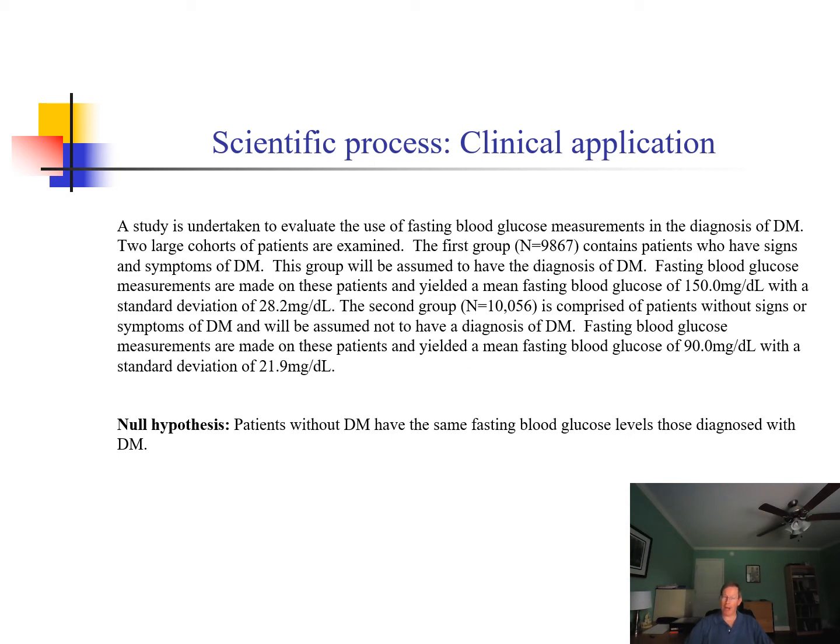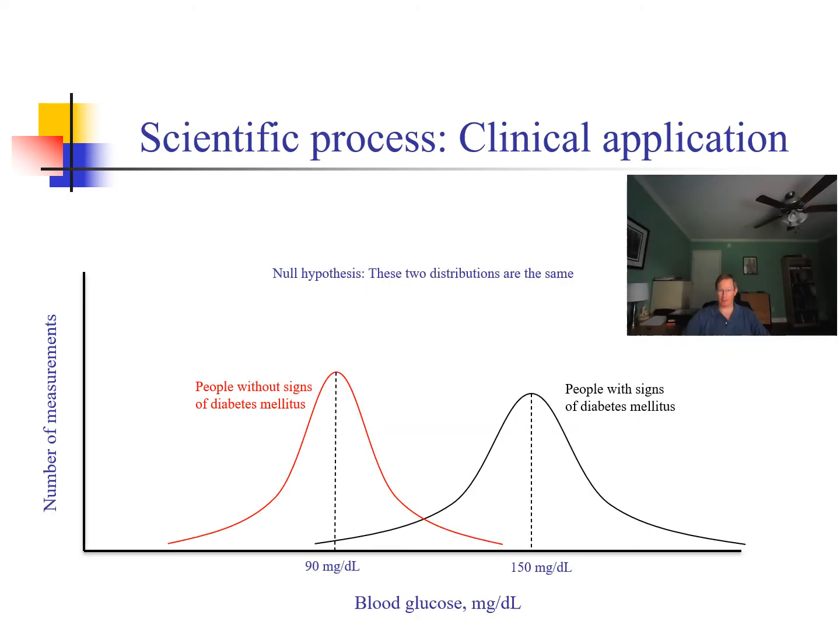So my hypothesis is that patients with diabetes mellitus will have a higher fasting blood glucose than those who are not diabetic. So my null hypothesis will be that there'll be no difference in the fasting blood glucose levels of those with and without diabetes mellitus.